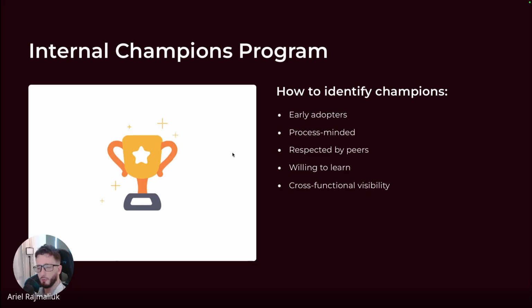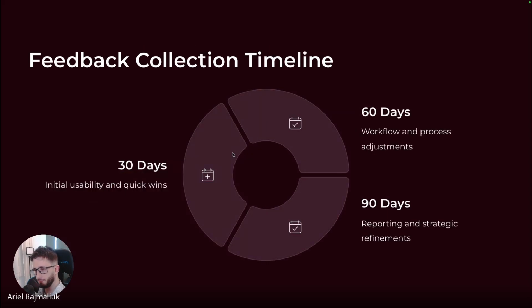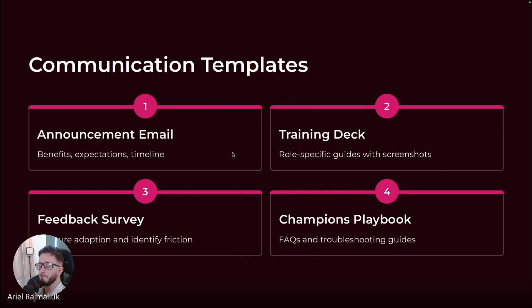Something that works well for big companies is an internal champions program. Early adopters need to be rewarded with something, right? So try to make some kind of internal champion program. You can have feedback collection, and there are some tools that I would recommend that integrate with HubSpot. But yes, try to encourage them to do it. You can send announcement emails, a training deck, feedback surveys, champion playbooks.